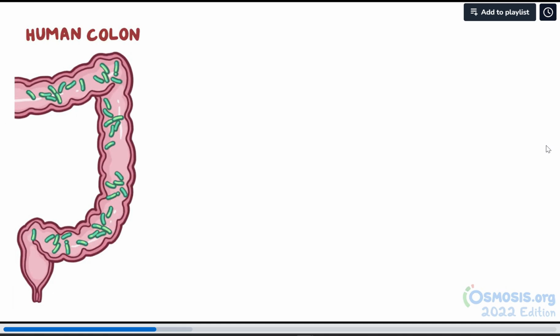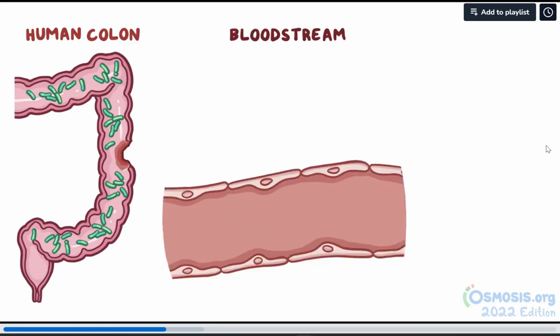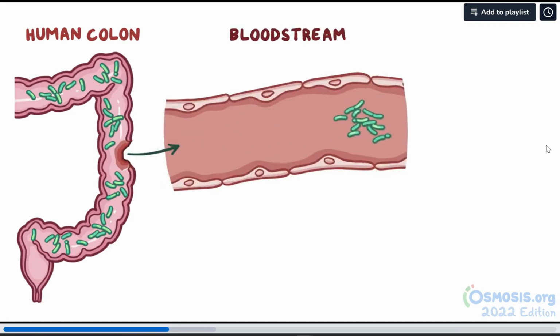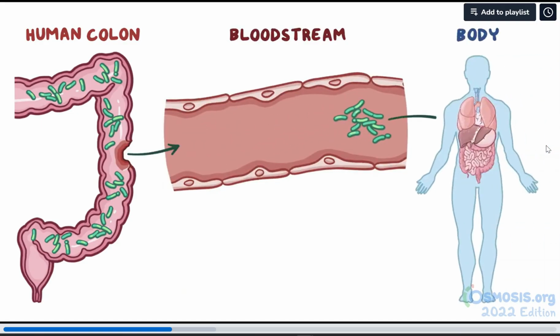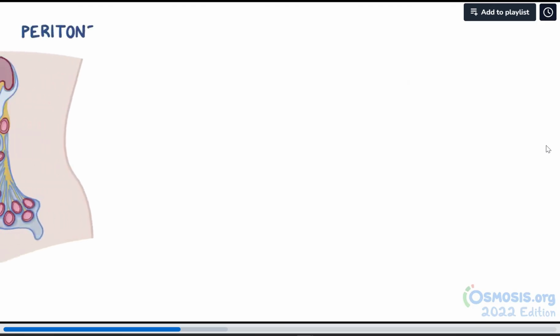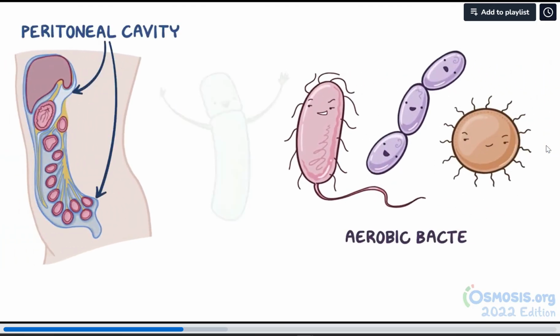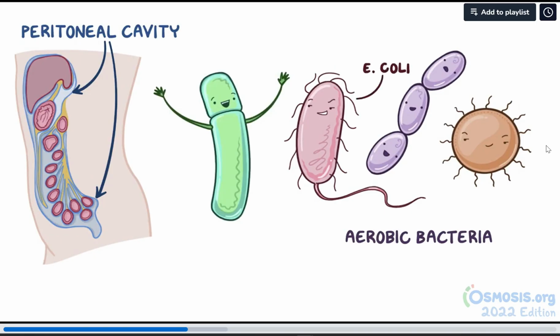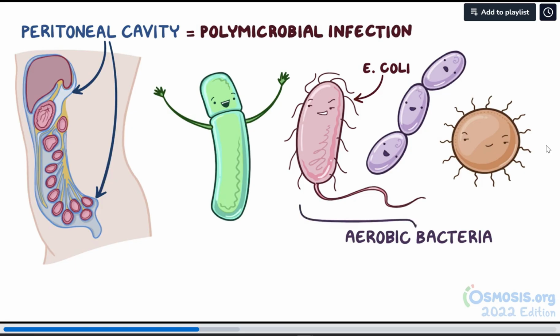Okay, so normally, Bacteroides fragilis colonizes the human colon peacefully without causing any trouble. However, trauma or surgery may damage the intestinal wall, which allows Bacteroides fragilis to slip into the bloodstream. From there, it can travel to virtually any organ in the body. Alternatively, it can slip into the sterile peritoneal cavity accompanied by aerobic bacteria like E. coli, which are also part of the normal gut flora. So peritoneal infections are usually considered polymicrobial infection to reflect that there's more than one culprit.